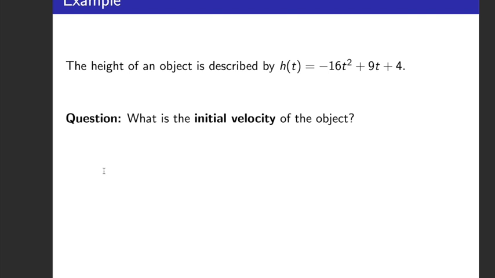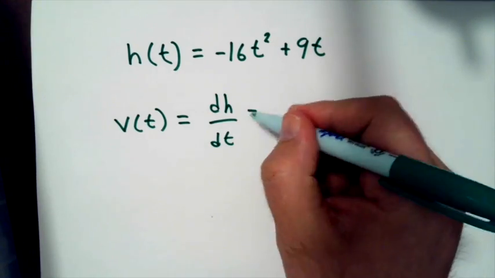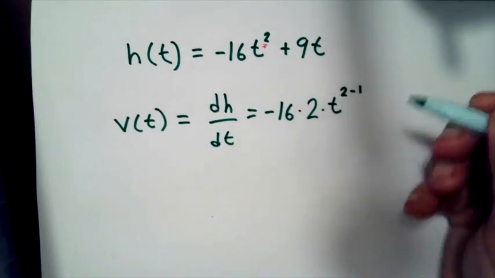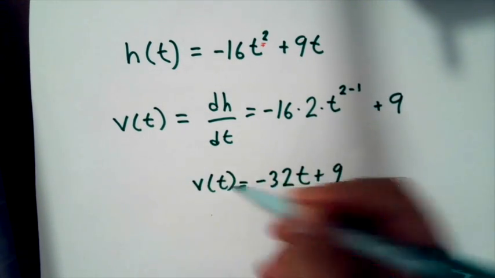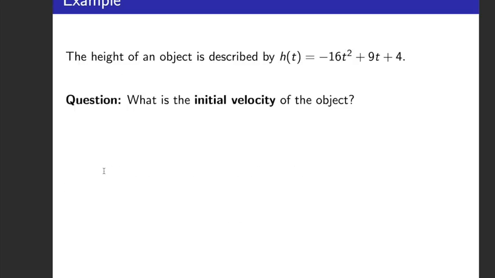Another question we could ask is, what was the initial velocity of the object? To find the velocity, we need to find the derivative of the height function. Using the power rule for derivatives, we get that the velocity function v of t is negative 32 times t plus 9. When we plug in 0 for t, we get 9 as our final answer.